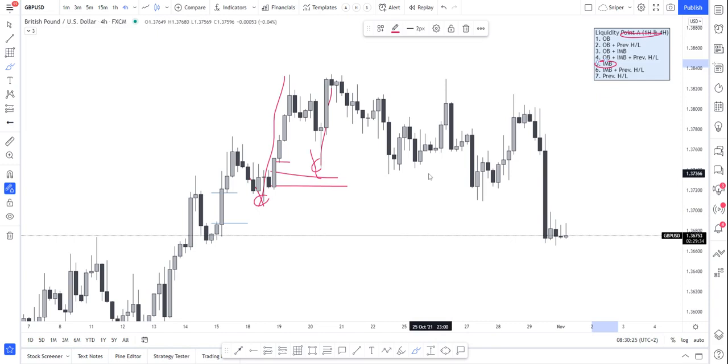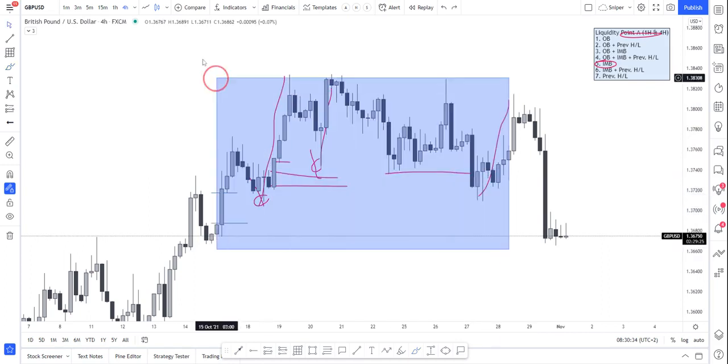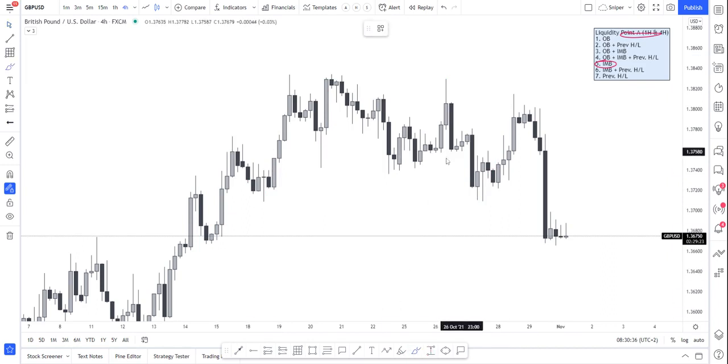Here we have a sweep. Price sweeps this liquidity and then moves towards the upside. But now we can combine it with a few things. So we can see in this area we have a previous low. Price sweeps it, so we have a previous low.